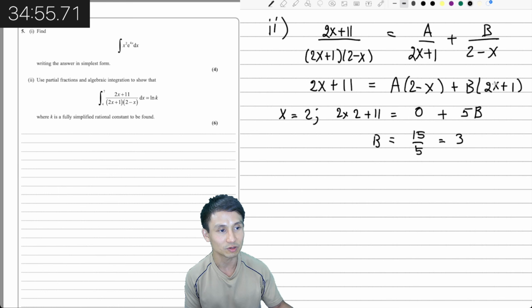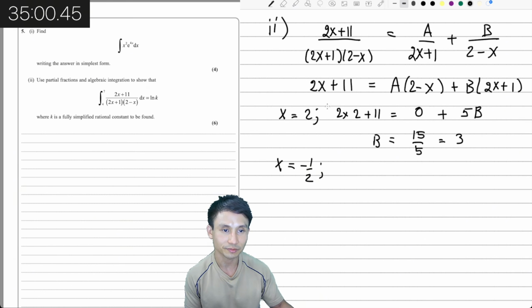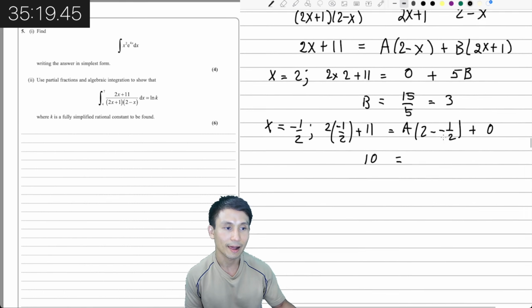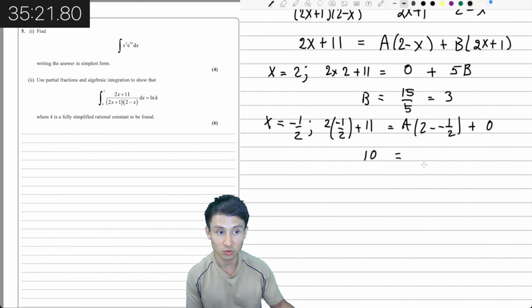1 over 2. If you substitute into x, B is going to vanish. So x is minus 1 over 2 here. If you substitute minus 1 over 2 into the x here, you get minus 1. Minus 1 plus, I'm just going to write that actually. So this will not be 0 now, it's 2 minus minus 1 over 2, and that will be 0 instead. So minus 1 plus 10, we get 10, plus 11, sorry. And then this one will be 5 over 2, right? You add 2.5 there.